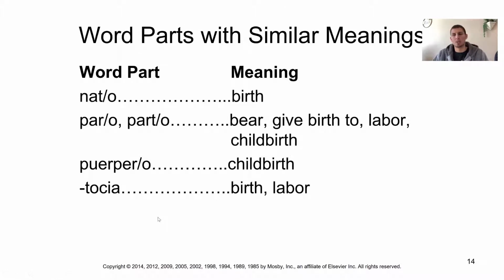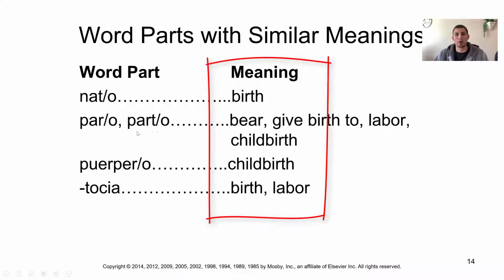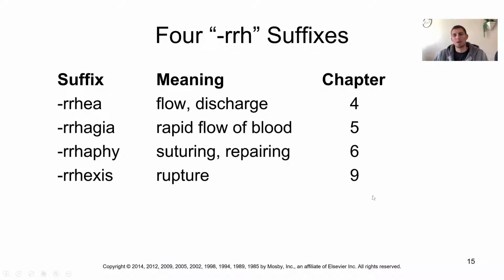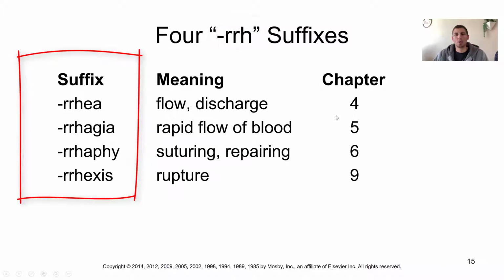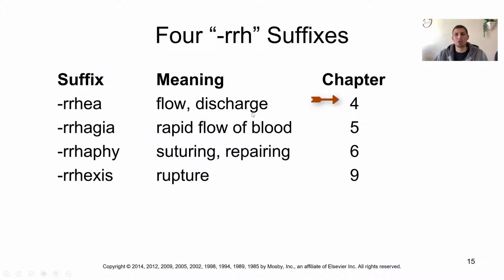Some word parts with similar meanings. So nate, such as neonato, or pero, parto, so like partum. And then puerpero and tocia, we've mentioned all of those meaning having to do with birth or to give labor. Okay, so here are the RRH suffixes that we talked about before. Remember in chapter 4, we talked about rhea, meaning a flow or discharge of blood.